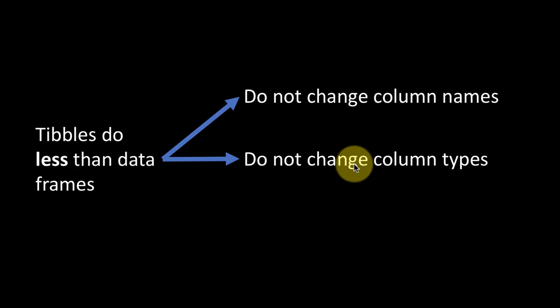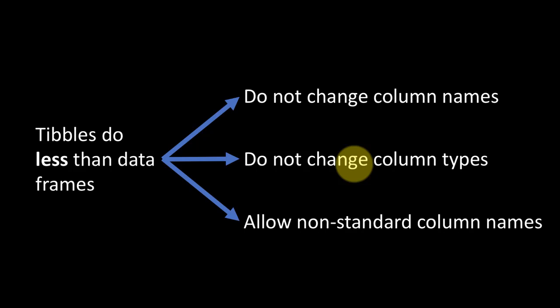And tibbles also do not change column types. Okay, so you already know that when you have data frames and when you're reading from a CSV file, by default, the read.csv function will convert character columns into factors. Tibbles don't do that. So whatever character columns are read in, they're just read in as characters, not factors. Okay, again, here I'm talking about the read_csv function. So read_csv doesn't do any of those changes. It'll come in as character. You convert it to a factor if you so want to do.